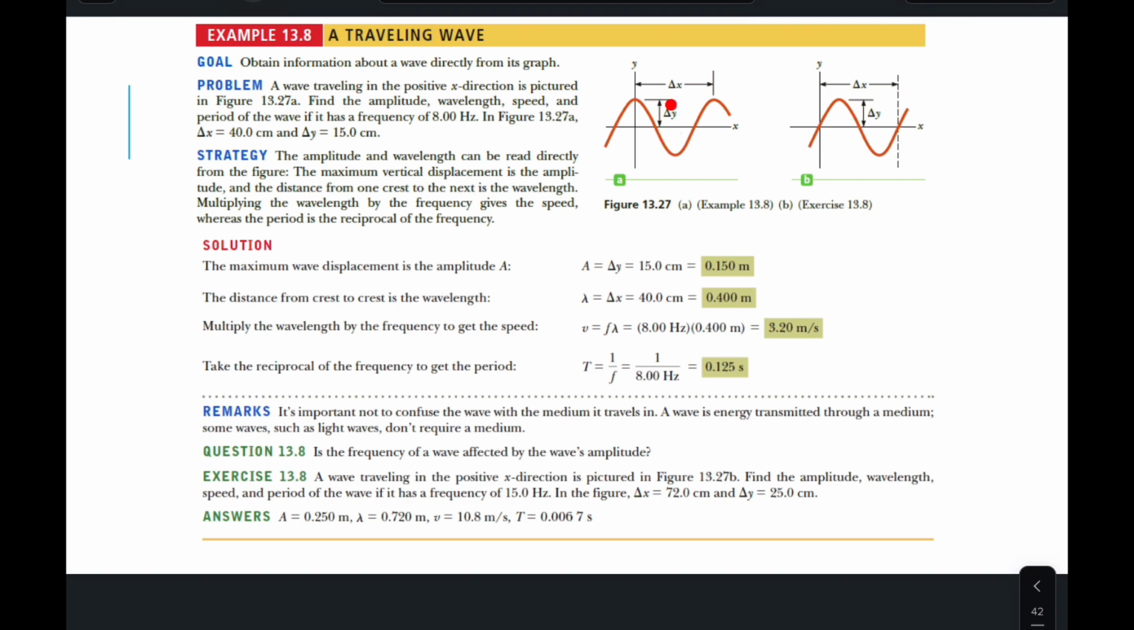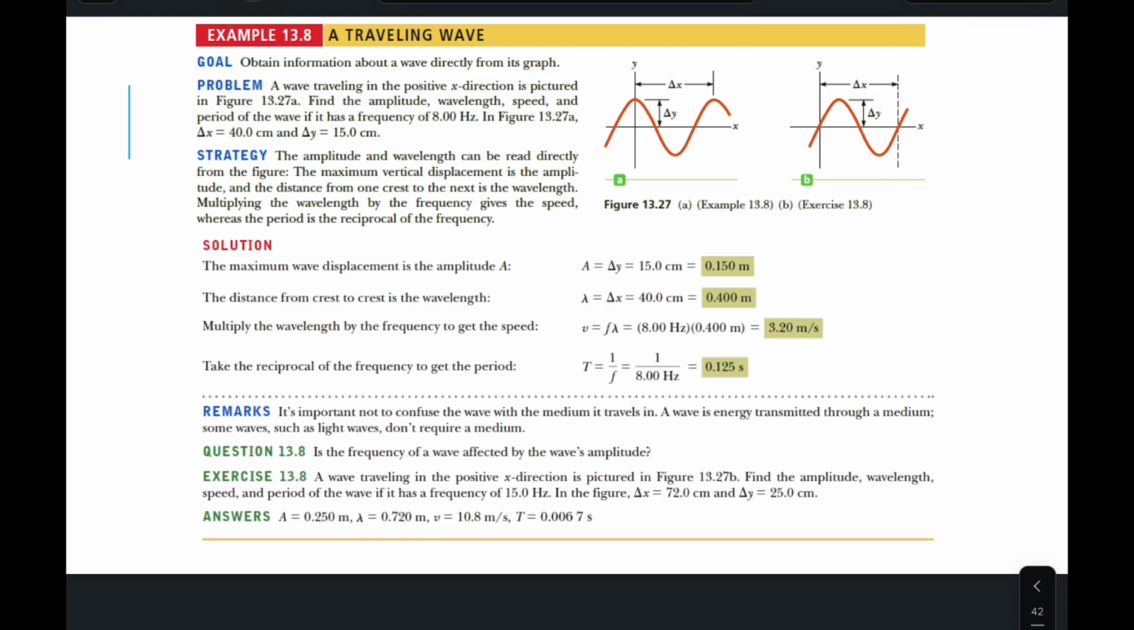Alright, so we know that delta y is the maximum displacement of the medium, so this is our amplitude. Delta x is the distance from crest to crest, so this is actually lambda, the wavelength. To get v, the speed, v is equal to f lambda, or lambda f. So we have 3.2 meters per second. The period is 1 over frequency, and the frequency is given to us as 8 Hz.